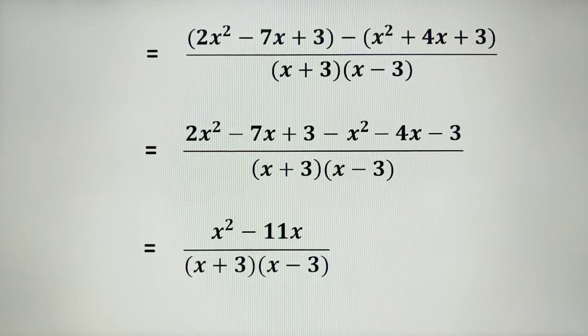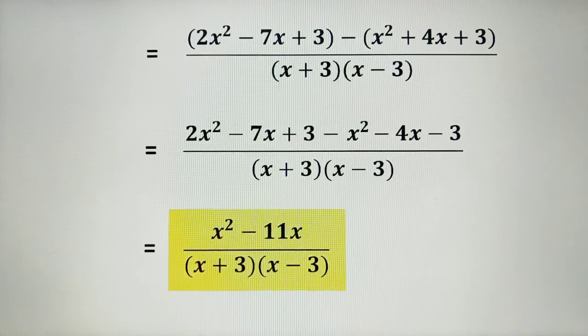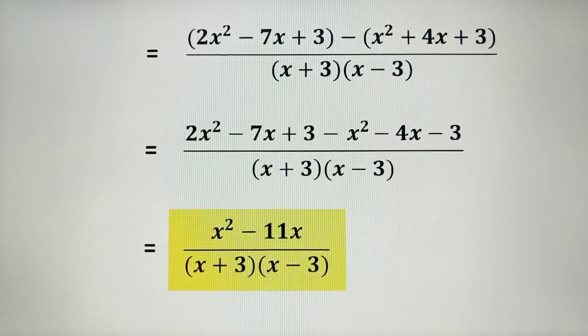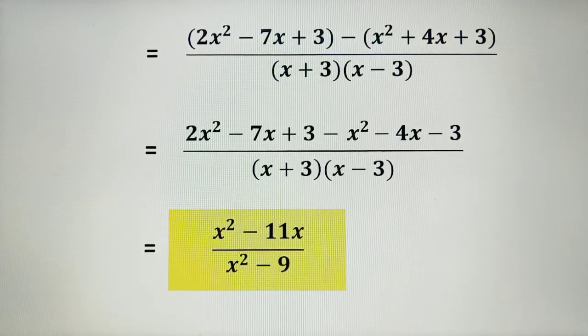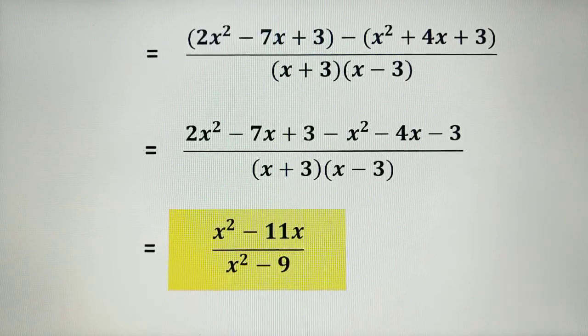Then we will try to simplify our answer. But the numerator and the denominator have no common factor. So this is our answer, where the denominator is written in factored form. We can express this in expanded form, and that becomes x squared minus 11x all over x squared minus 9.